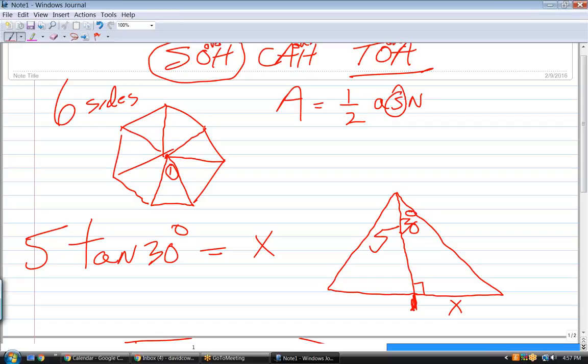But all regular polygons, that's about the only three ways that they can present a problem to you. They can give you the radial, they can give you the side length, or half the side length, or they can give you the apothem. Okay? And with any of those three, once you figure out what that angle is, then you can use trig to solve for everything you need. Okay?